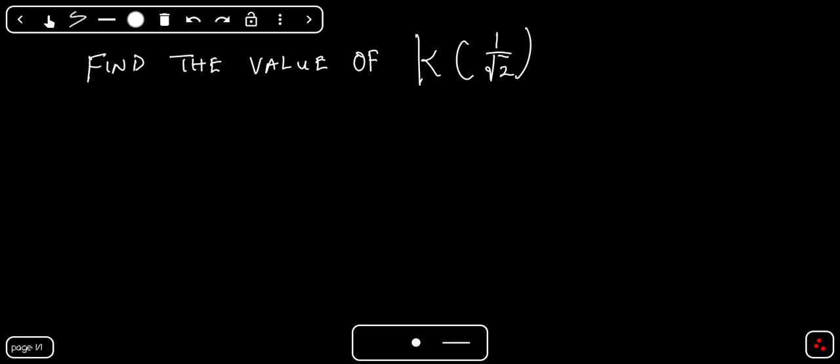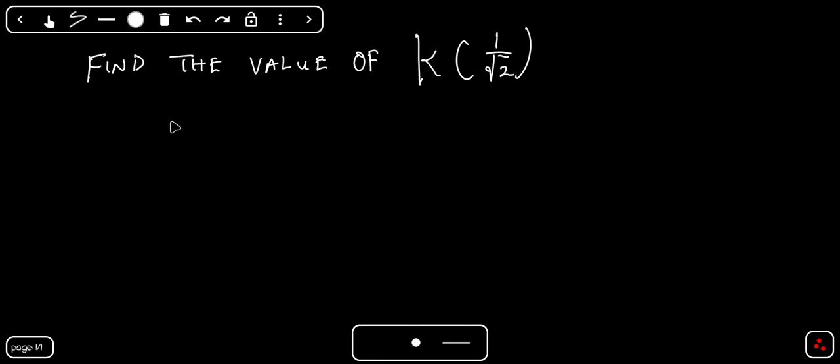All right guys, so now let's dive into the solution on how to find the closed form of the K of 1 over square root of 2. If you can still remember what I taught you in our last class, and if you haven't watched it, I'm going to send you the link, see it in the description. All right, here's the question.